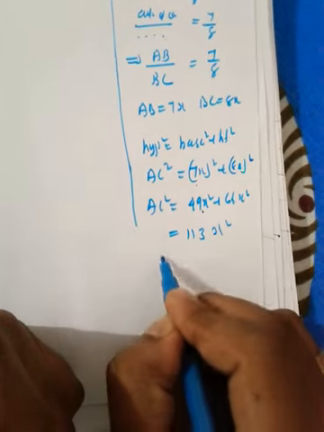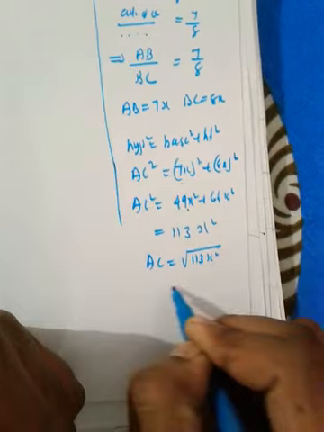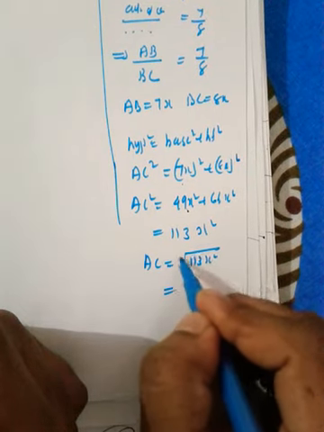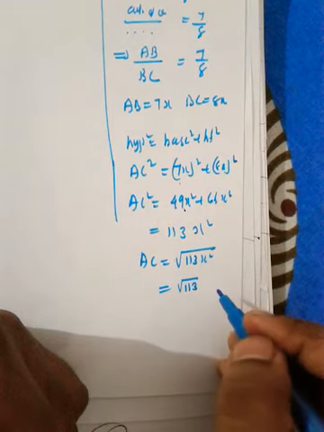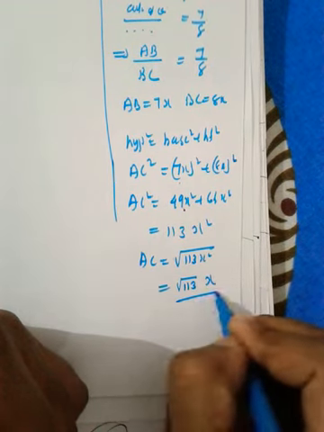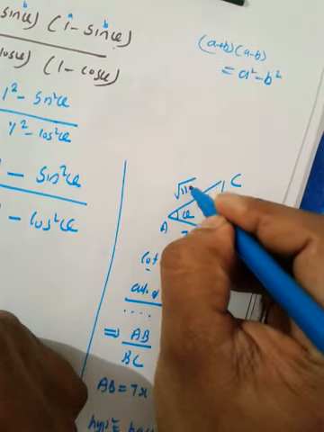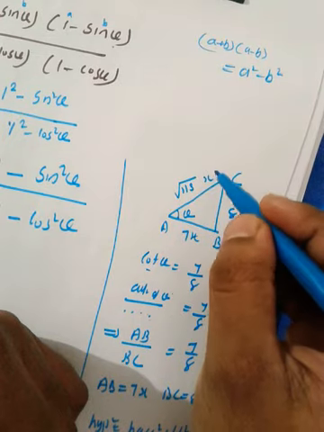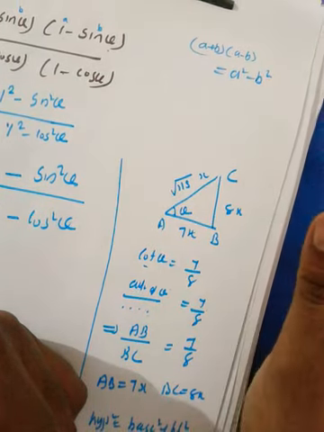113x square. Then what will be AC? Square root of 113x square. But unfortunately we don't know the square root of 113. So just write square root of 113 as it is because we don't know. Then square root of x square is x itself. So what is AC? Square root of 113x. So we got the value of AC as square root of 113x. Enough. The x should be outside of the square root sign. Clear? So this is it.